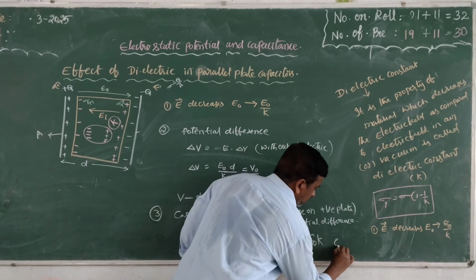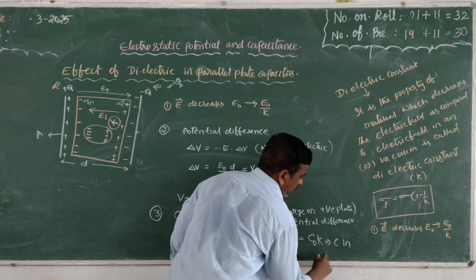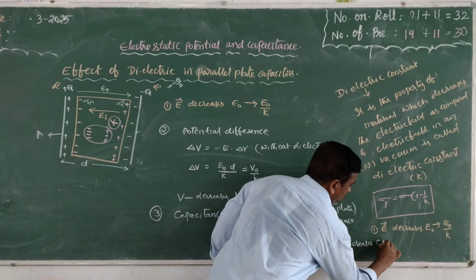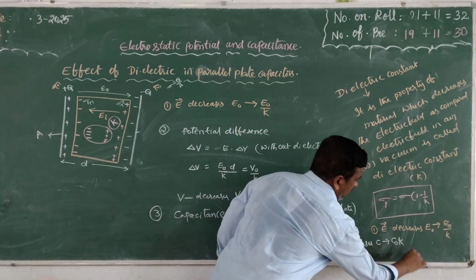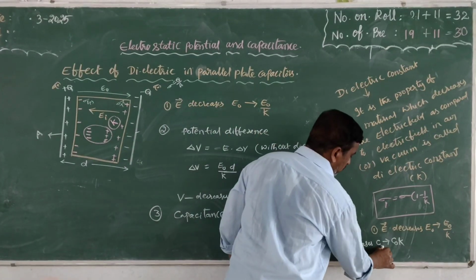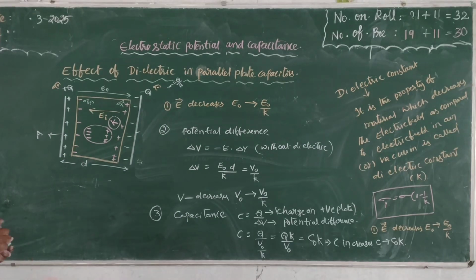Capacitance increases from C naught to C naught K. This is the change that happens when a dielectric is placed between the plates.